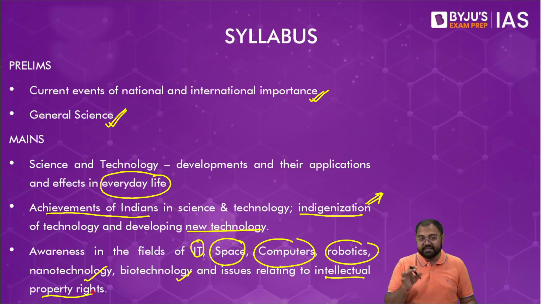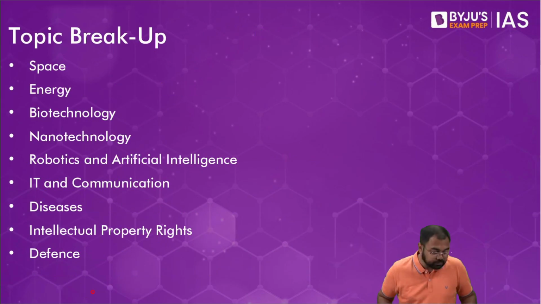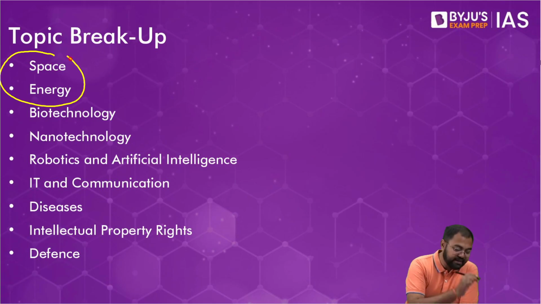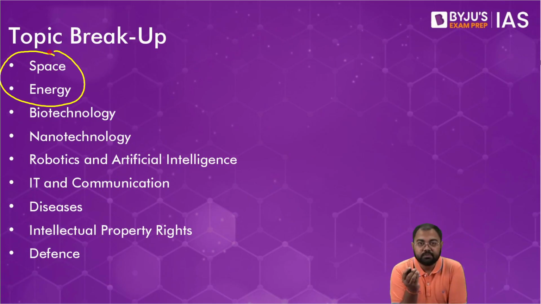So that's why all these topics, all these keywords that have been mentioned here, become important for your examination, both at prelims as well as at mains level. All right. So if you look at all the topics that we have to discuss, these are going to be your chapters. Now, in this, the first two chapters, space and energy, my understanding is that these are going to be the most important for you at prelims level as well as at mains level.